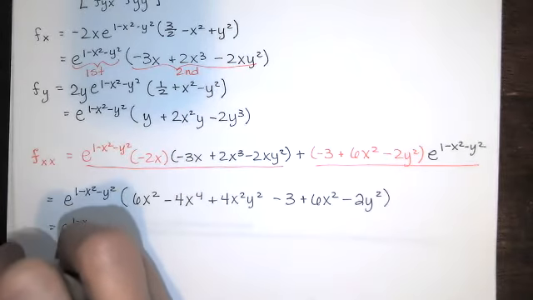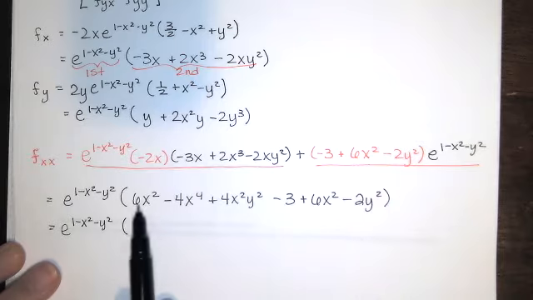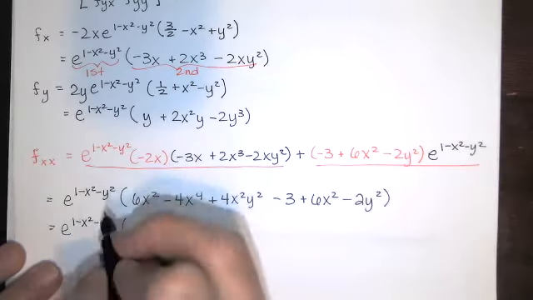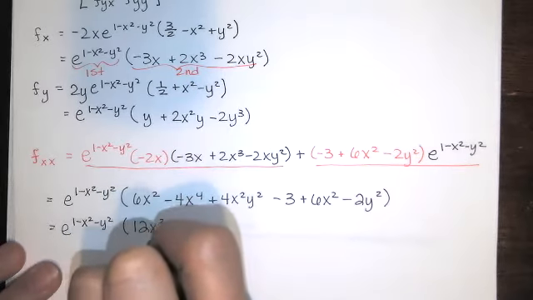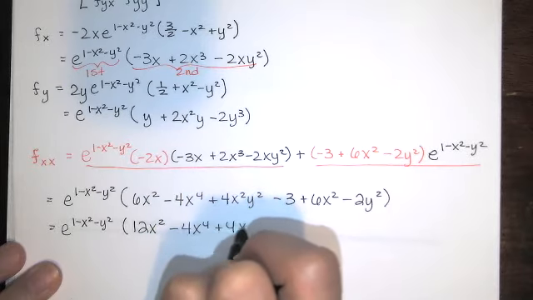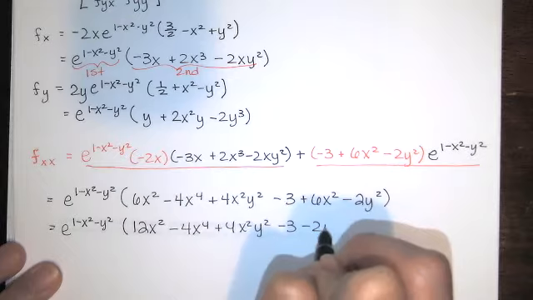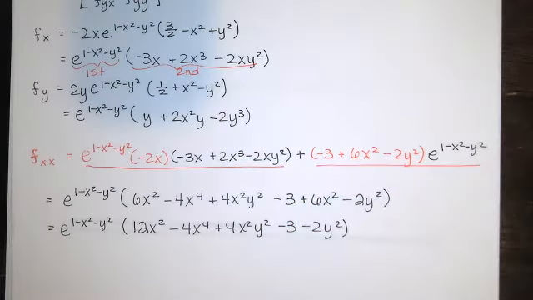And you can simplify if you like. Got a 6x squared and a 6x squared. So it's 12x squared. All right, so we're there.